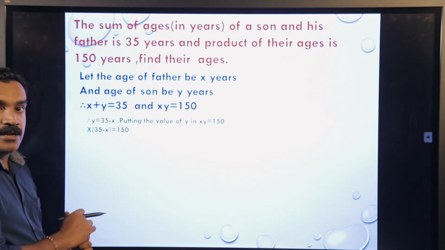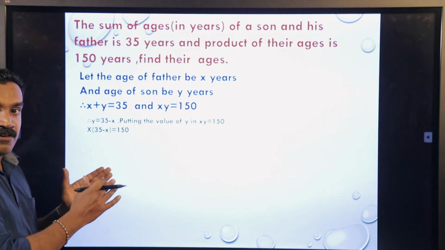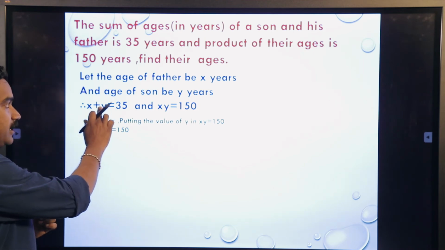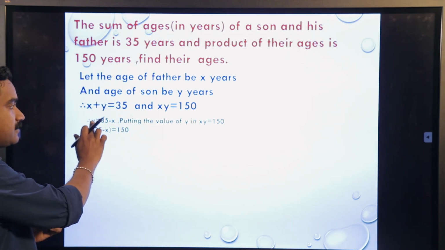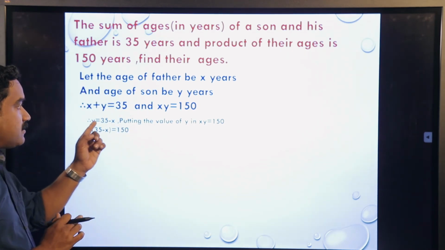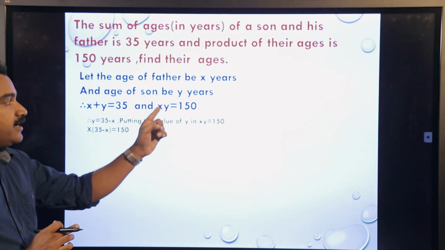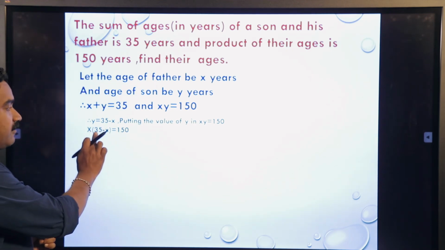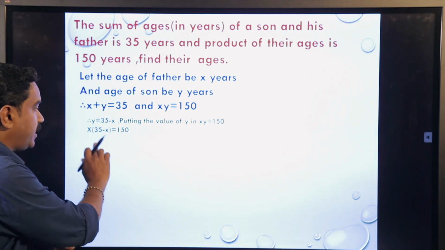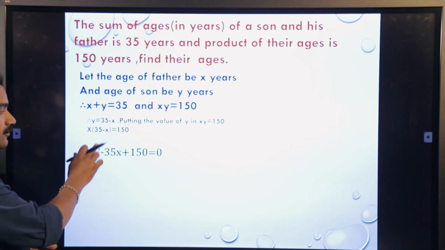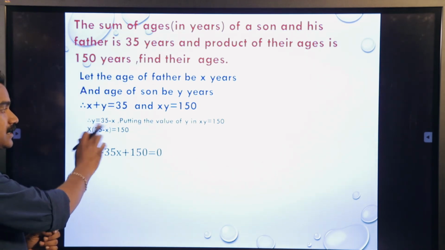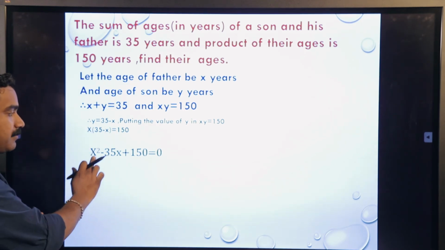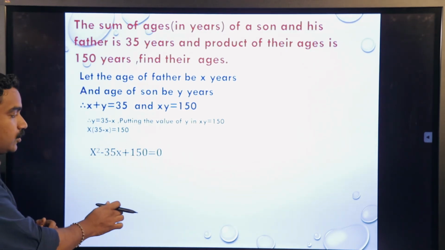From this x plus y equal to 35, you can represent y in terms of x. Keep y here, bring this x to the right side. You will get y equal to 35 minus x. Put this y equal to 35 minus x in xy equal to 150. So this xy becomes x into y, which is 35 minus x, equal to 150. Multiply x into 35, 35x. x into minus x square, equal to 150. Arrange, you will get x square minus 35x plus 150 equal to 0.